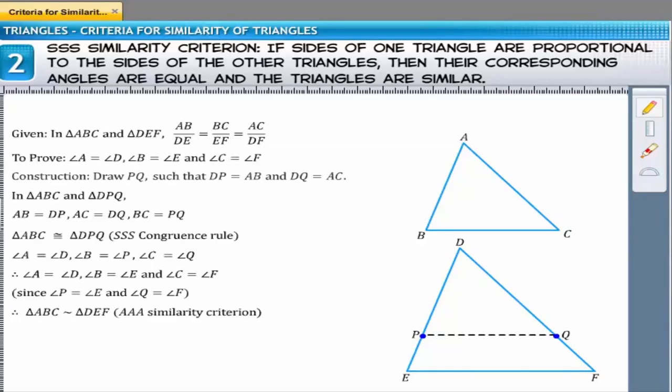We have proved that if the sides of one triangle are proportional to the sides of the other triangles, then their corresponding angles are equal and the triangles are similar. Thus, the SSS similarity criterion is proved. Next, we'll discuss the SAS similarity criterion.